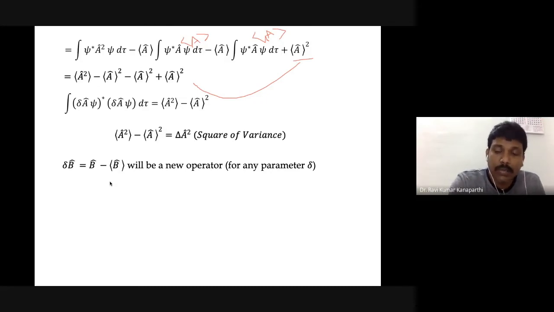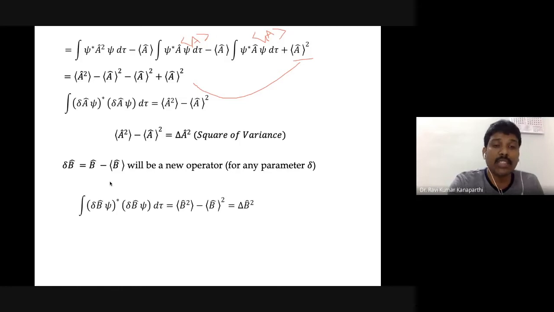Then again we can prove that the integral of delta B psi star delta B psi d tau is equal to the expectation value of B square minus the expectation value of B whole square, which is nothing but delta B square. That we can prove. I'm not going to do this because it is a similar exercise.